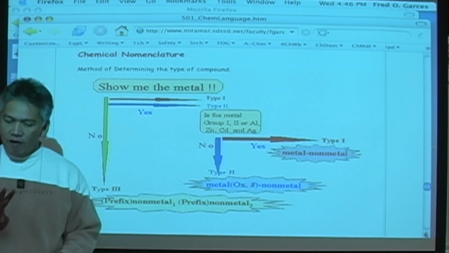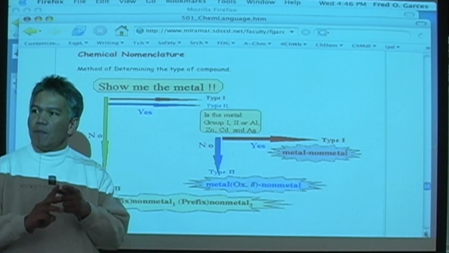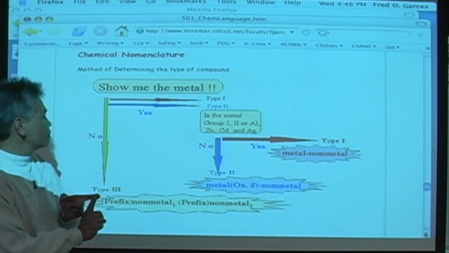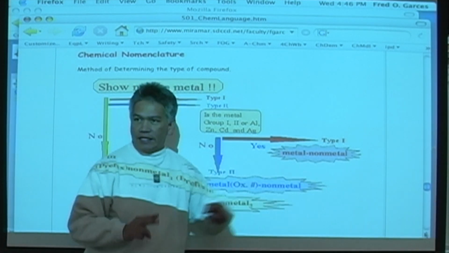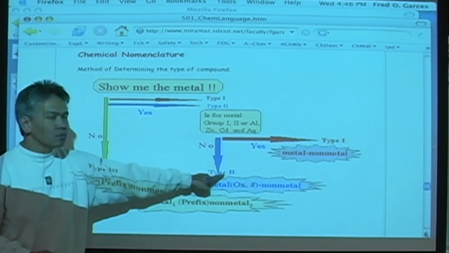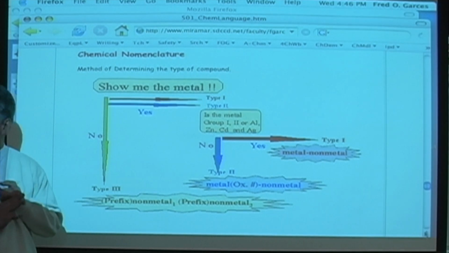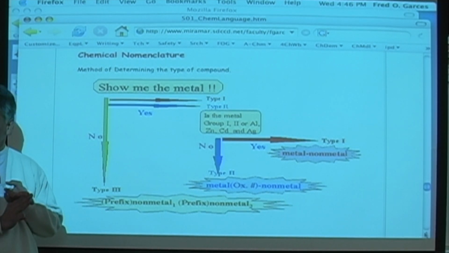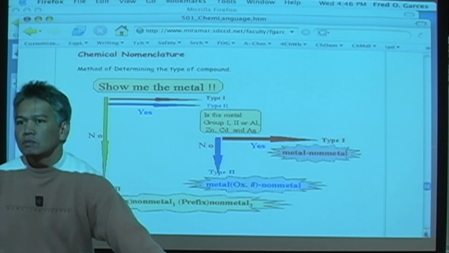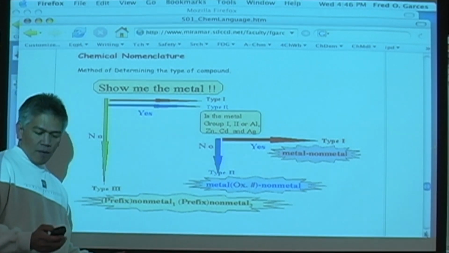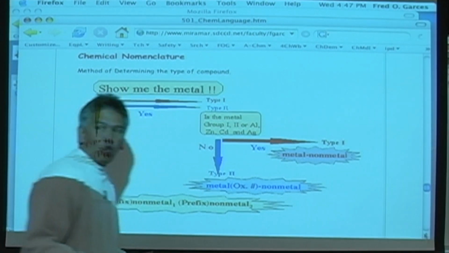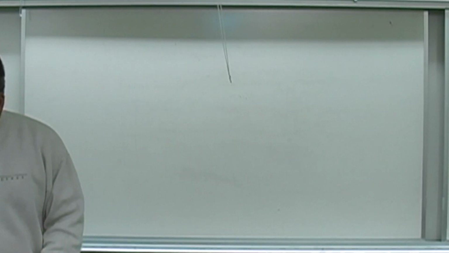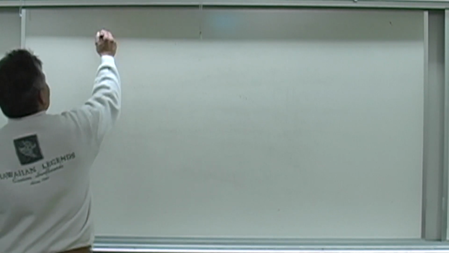Generally, what you have are three categories. A compound will either be a type 1, a type 2, or a type 3. Now, when you determine which type of compound it is, you have to know something about the compound. Type 1.